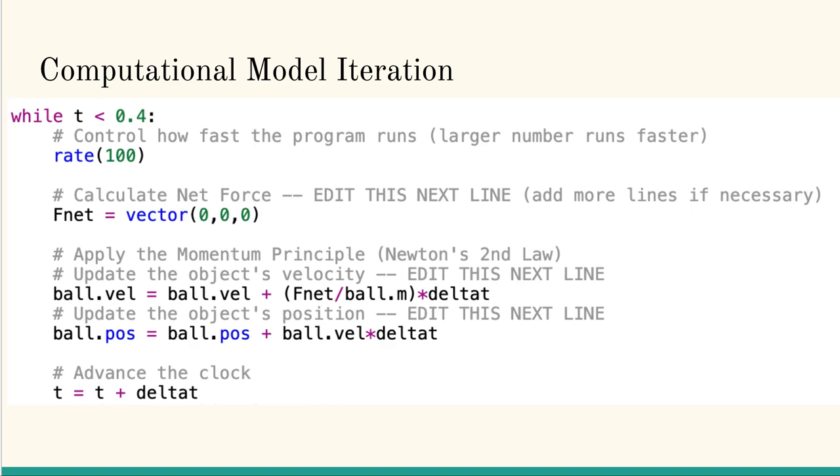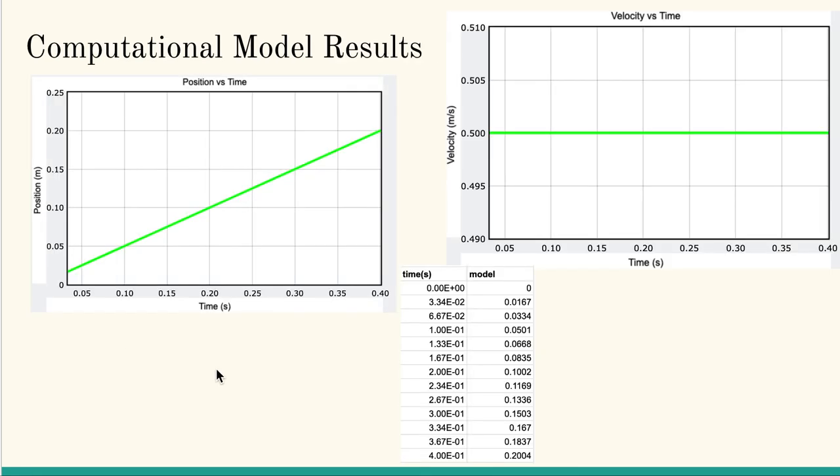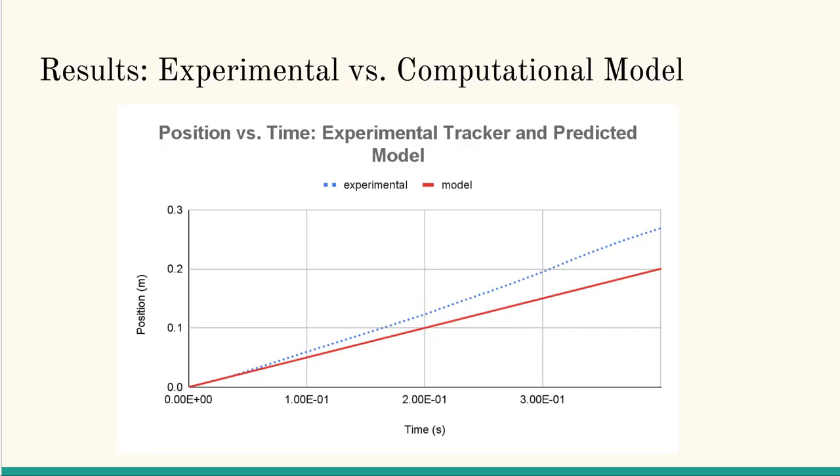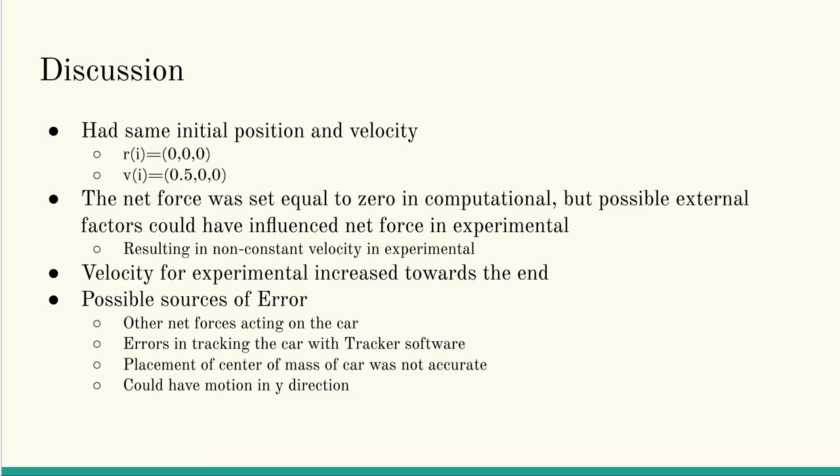This is the iteration that allowed the velocity and position to update over time, and then the net force was equal to 0. And this is all for time less than 0.4 seconds, which is the length of the video, and this was the delta t that advanced the clock. These were the results of the computational model that calculated the position versus time and the velocity versus time, which was constant. And then these were the results comparing the computational versus experimental model, and the experimental increased a large amount towards the end, as you can see, so it's not that constant.